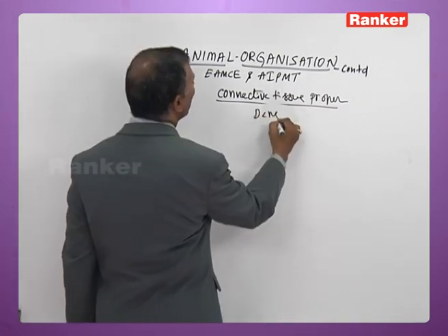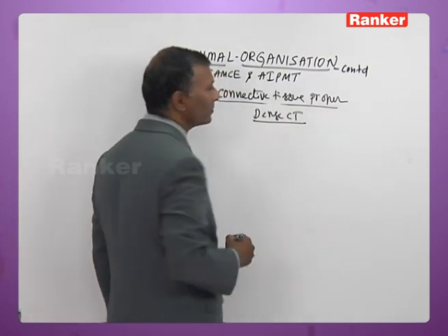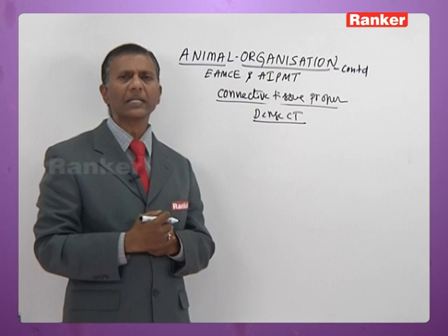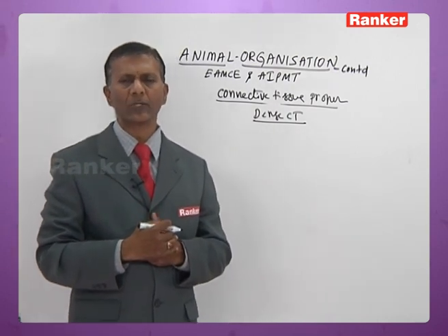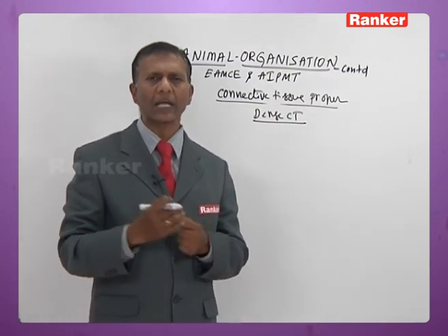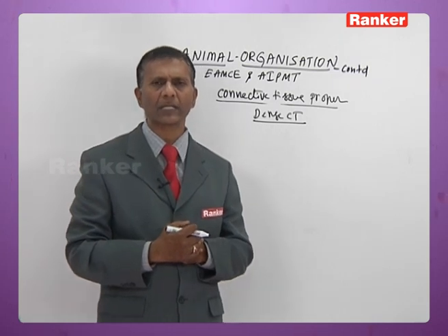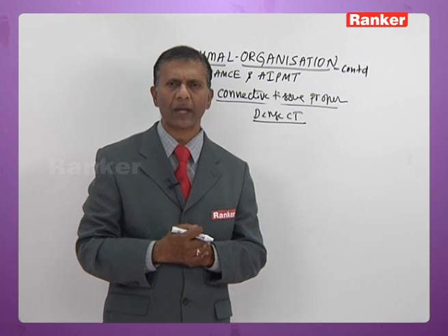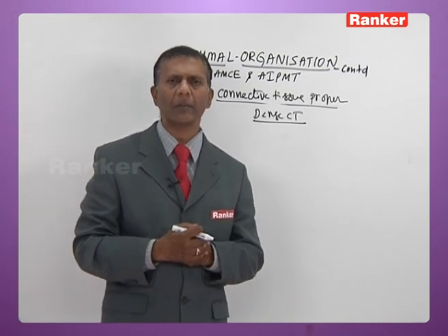We shall now talk about dense connective tissue. One of the mature connective tissues is the dense connective tissue. In dense connective tissue, the matrix is highly reduced, it has only a few cells, and all the cells are compactly arranged because of the reduced amount of matrix, and fibers are abundantly present.